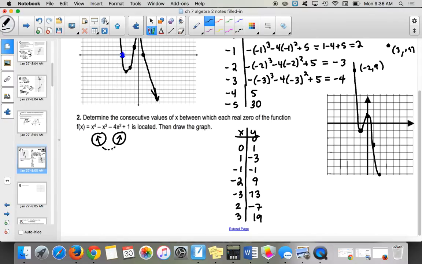What does that mean? Where does it have to cross? Between what two numbers? Between 2 and 3. Do you guys understand what I'm saying? So we have to cross somewhere between 2 and 3. We have to cross somewhere between 0 and 1 because it goes positive and negative. We have to cross somewhere between -1 and 0 because I have a positive and a negative there. And we have to cross somewhere between -1 and -2. Do you guys understand what I'm saying?